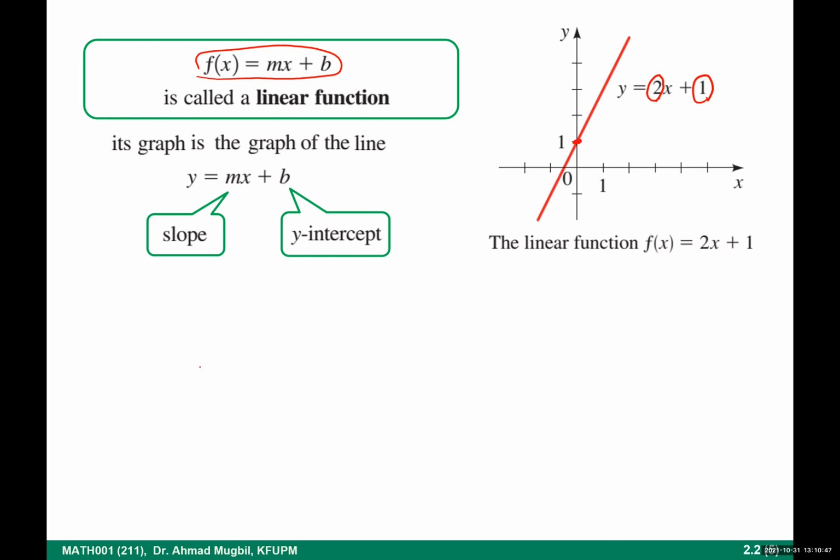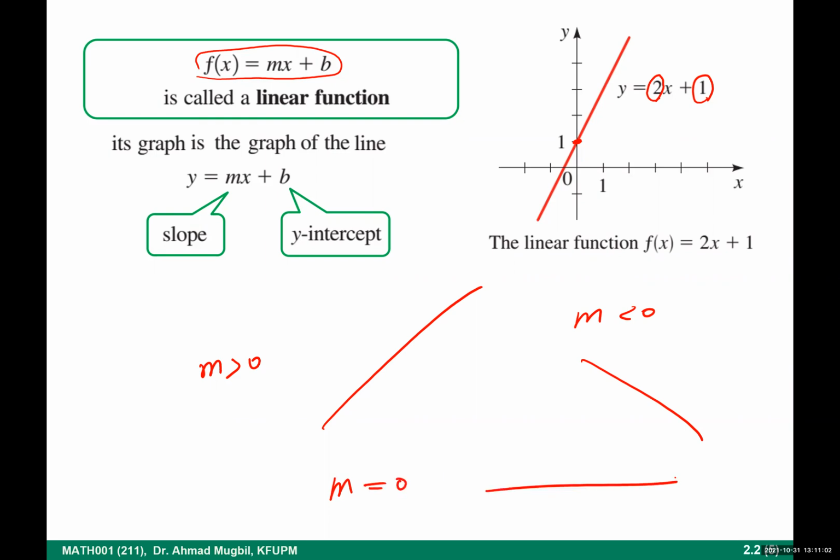And you know, when m is positive, the line will be increasing. It will be like this. And when m is negative, it will be decreasing. When m is 0, it will be a horizontal line. All of them are straight lines.